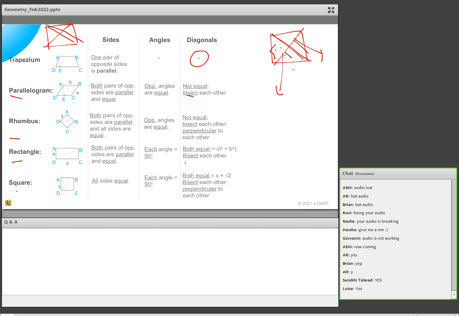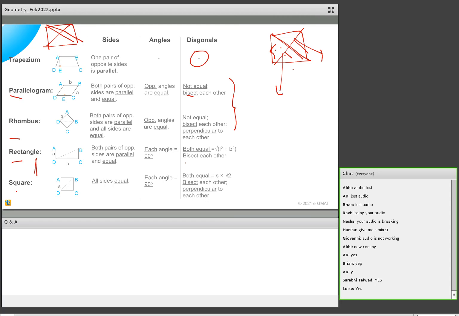What is not common? In the case of parallelogram and rhombus, the diagonals are not equal to each other. One diagonal may be 10 centimeters, the other diagonal may be only 9 centimeters, not necessarily equal. But the minute it becomes 90 degrees, or in other words, the minute you're talking about rectangle and square, the diagonals not just bisect each other, they are both equal also. So parallelogram, rhombus: diagonals are not equal, but they bisect each other. Rectangle and square: diagonals bisect each other, they're also equal.